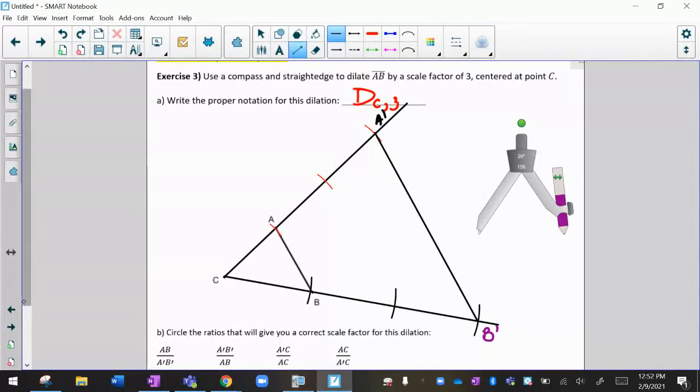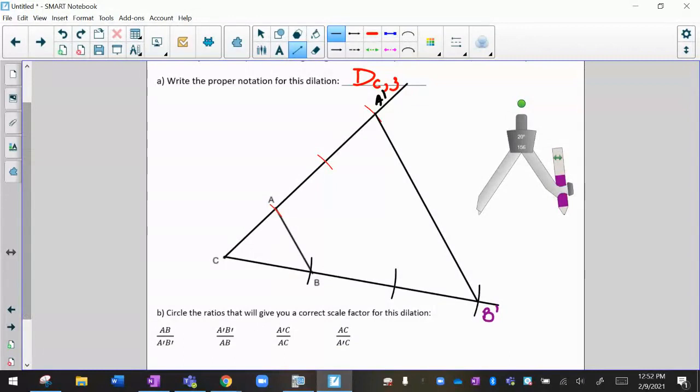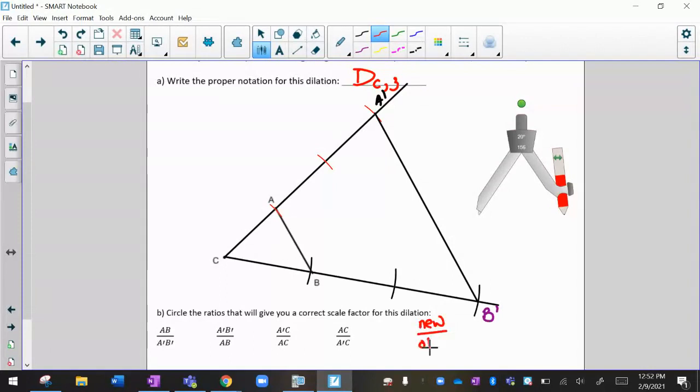Okay. Then it says circle the ratios that will give you a correct scale factor. What you need to remember is if you want to get a good scale factor, you have to do new divided by old. AB over A prime B prime, nope, that's upside down. A prime B prime over AB, yep, that's new divided by old. A prime C over AC, yep, that would be the new distance divided by the old distance. AC divided by A prime C, nope, that would be old divided by new.